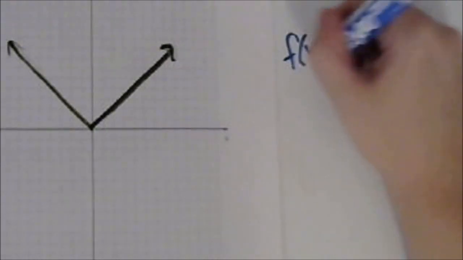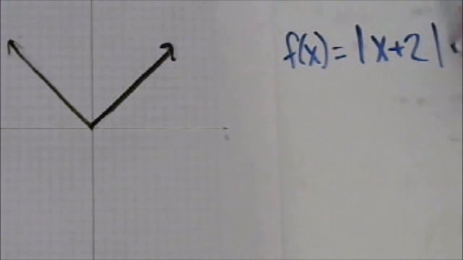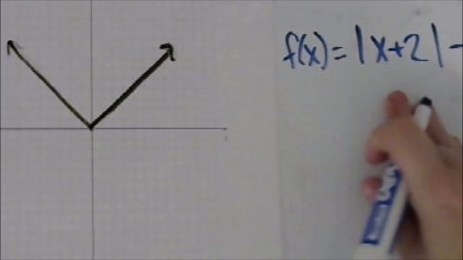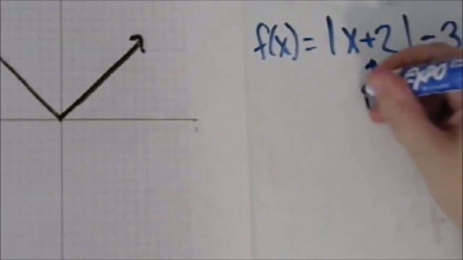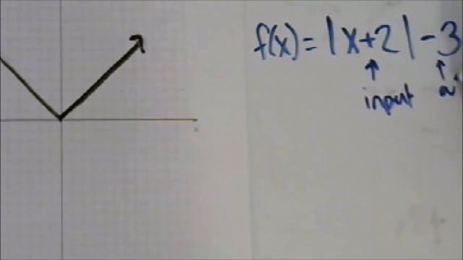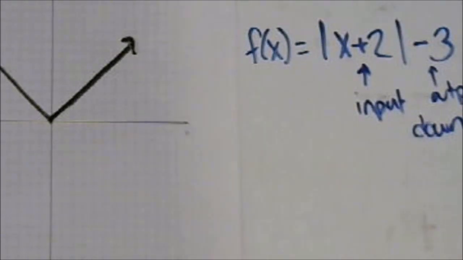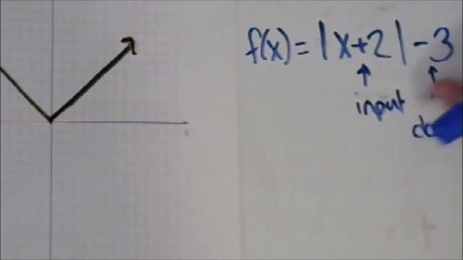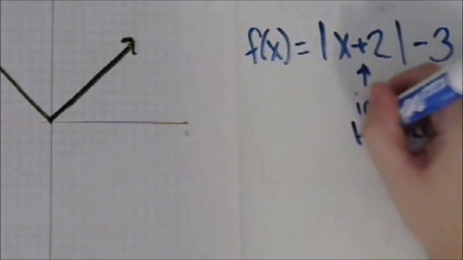So we're going to take a look at f of x equals the absolute value of x plus 2 and then minus 3. Again, even without parentheses, I can see that the 2 is with the input. It's been grouped with the absolute value symbols, and that the 3 is with the output. The 3 being with the output means that I'm going to be moving this graph down 3. The plus 2 being with the input means that I'm going to be moving the graph left 2.